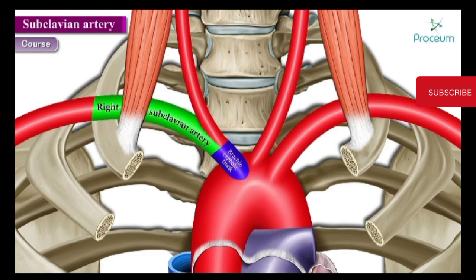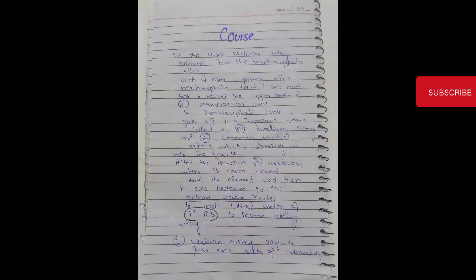After the formation of the right subclavian artery, it courses upward above the clavicle and then it runs posterior to the anterior scalene muscle to reach the lateral border of the first rib to become the axillary artery, as you can see here.